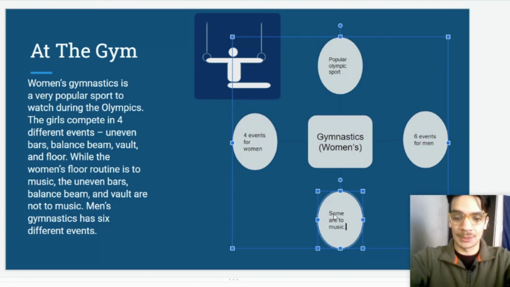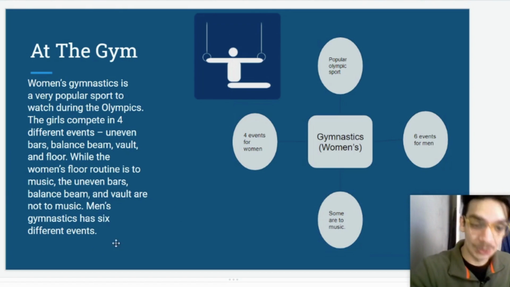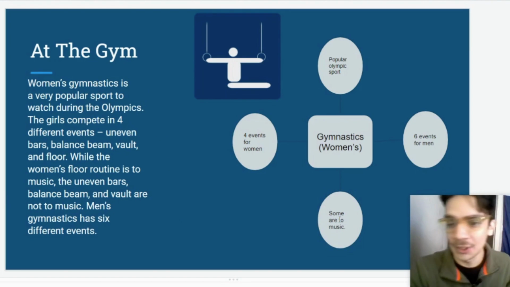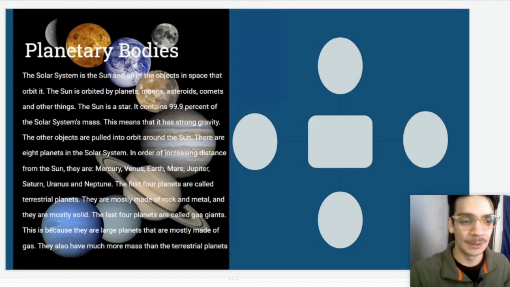All right. So again, we take this chunk of text, we turn it into an organized graphic and web and chart where we can see, okay, it's about gymnastics and here are the supporting details. And then we can turn that even further, right, into a clear and coherent sentence. The text we read was about women's gymnastics, which is a popular Olympic sport. There's 4 events for women and 6 for men, and some of those are to music. It's very popular to watch during the Olympics.